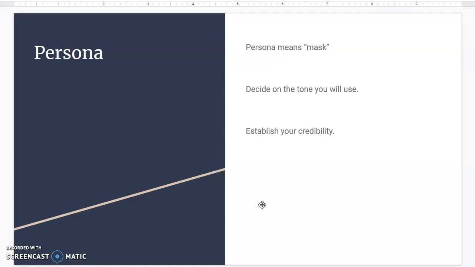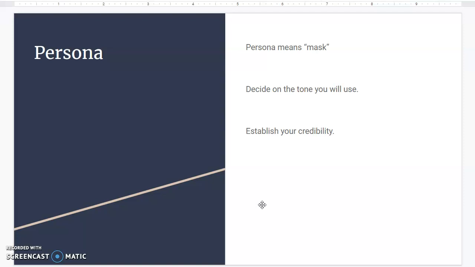Persona. Persona really comes from the Greek word for mask. And if you have ever seen any of the ancient Greek tragedies performed, or seen videos or read them, you know that the actors wore masks. And if they were happy, it was a smiling mask. If they were sad, it was a frowning mask. So the term persona means mask.